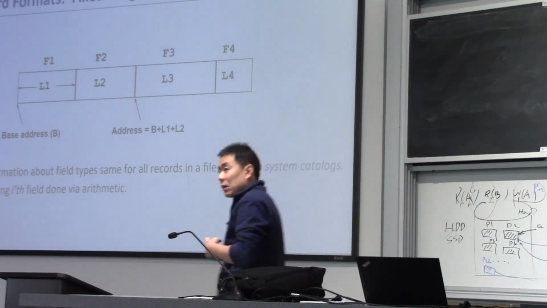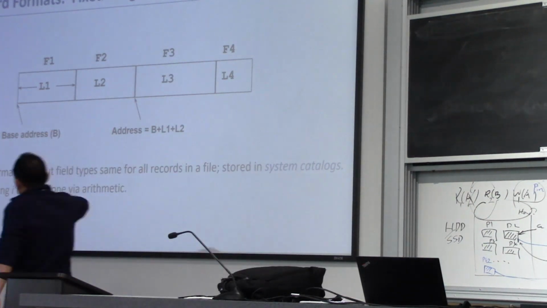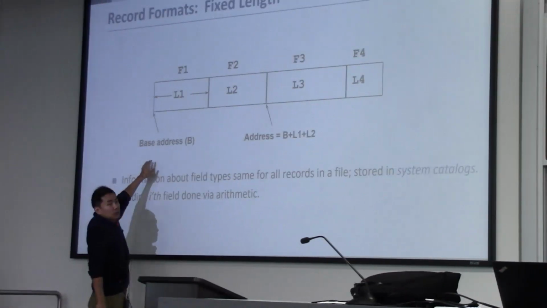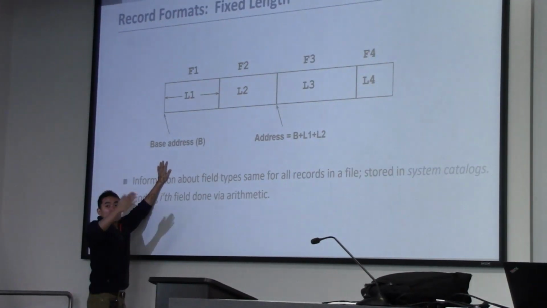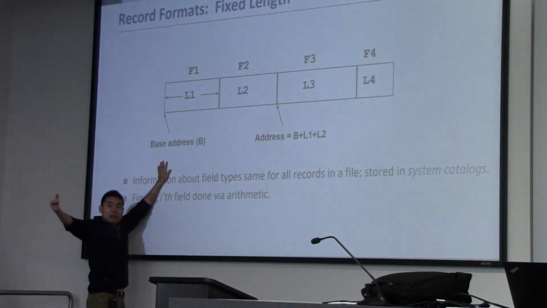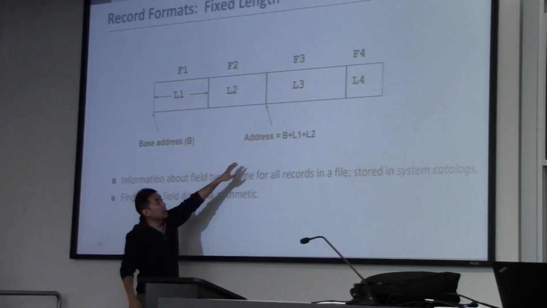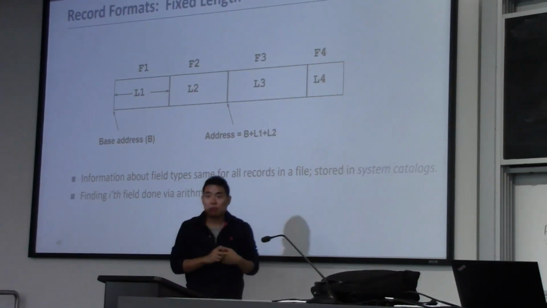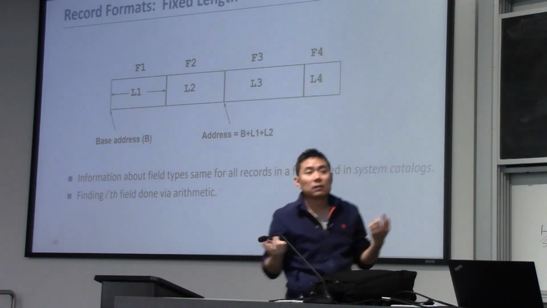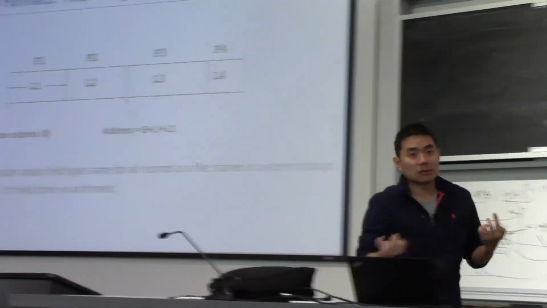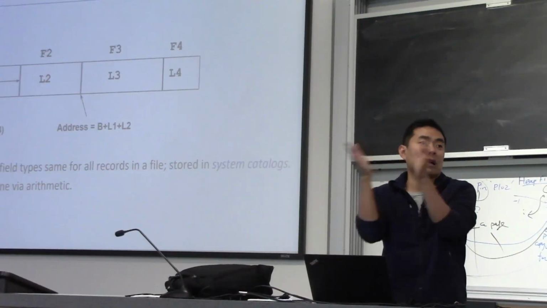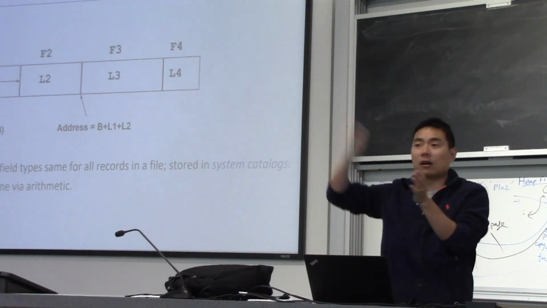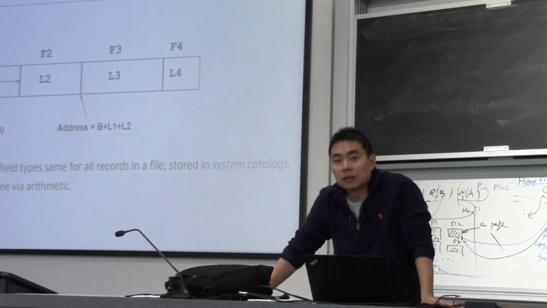For fixed length record, this is easy. Why? All you need to know is the base address. Then you just add the corresponding length of each attribute to figure out the base address for the name attribute. You follow this? All you need to know is the length of each attribute. Then you can figure out how to calculate this offset properly.